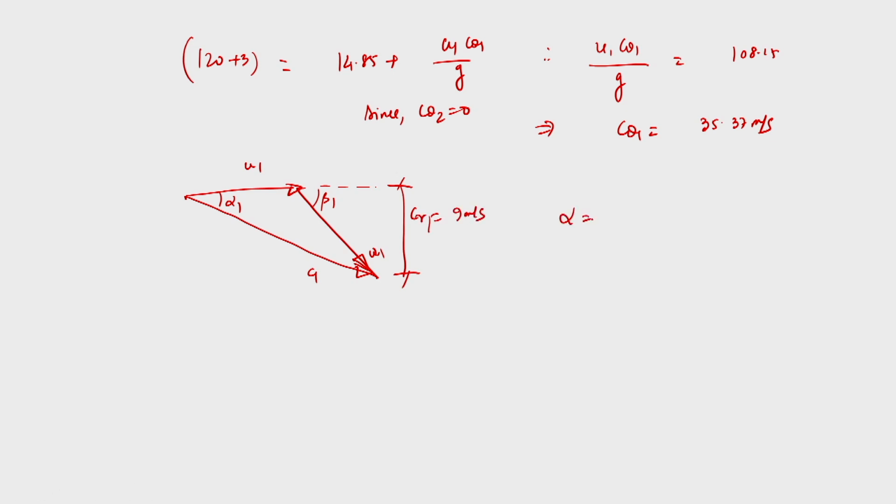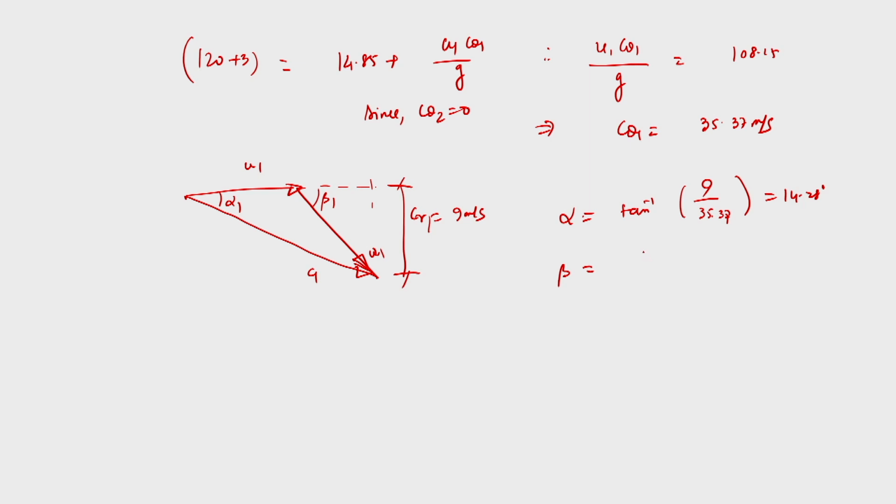So, alpha, that we need to calculate, is tan inverse of 9 by 35.37, because this is c theta 1, which you have obtained. So, alpha will be equal to tan inverse of 9 by 35.37, that is equal to 14.28 degree.